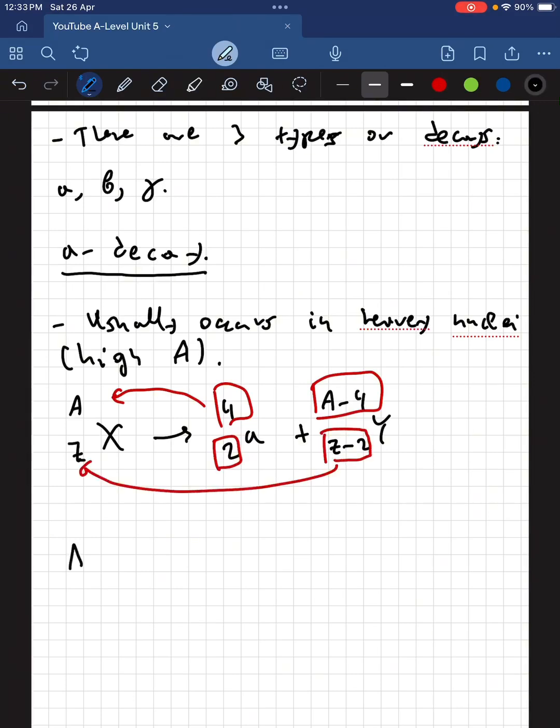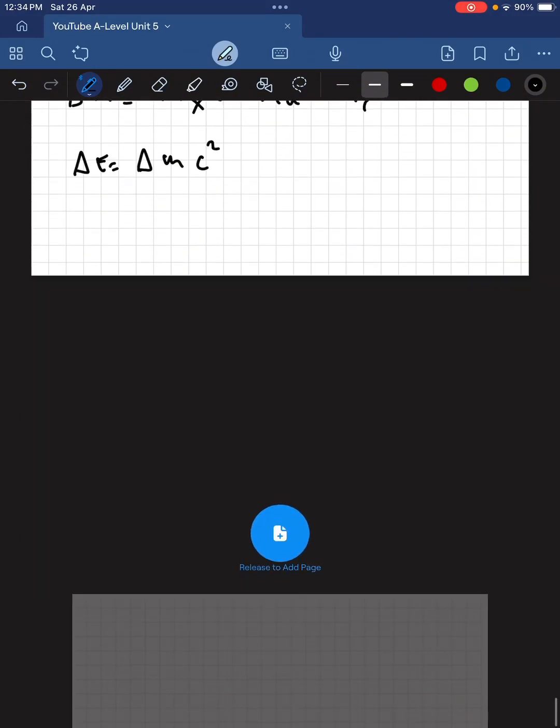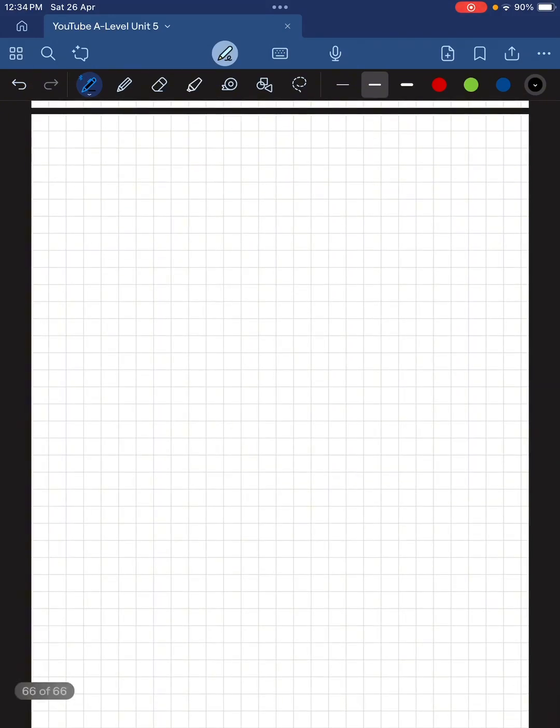Also, the mass deficit for this decay is the mass of the reactants, and the reactant in this case is the nucleus X that decays, minus the mass of the product, which is A minus the mass of Y, okay? And the energy involved can be found by delta m c squared, Einstein's relationship. Now, let's see an example, and I'm going to provide some numbers.